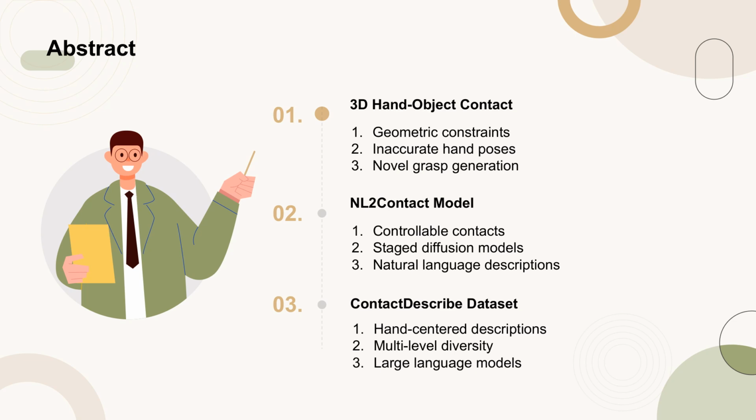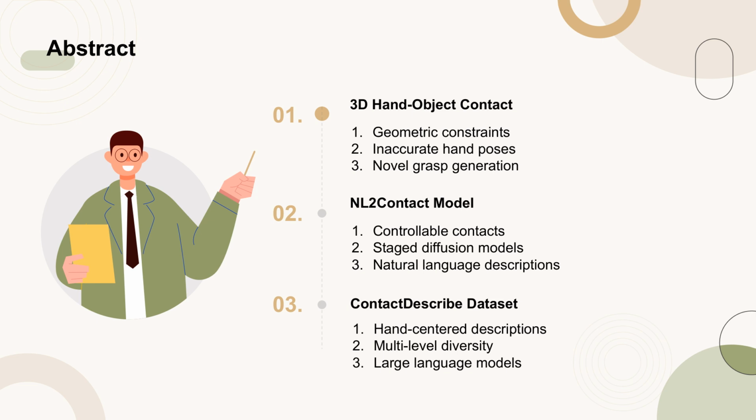Existing methods rely on geometric constraints that are not controllable. This paper presents NL2Contact, a model that generates controllable 3D hand-object contacts using natural language descriptions. The model addresses the complexity of cross-modal modeling and the lack of descriptive text for contact patterns. To support this, the authors developed Contact Describe, a dataset with hand-centered contact descriptions, generated by large language models based on specific prompts. The model's applications include grasp pose optimization and novel human grasp generation, both driven by textual contact descriptions.